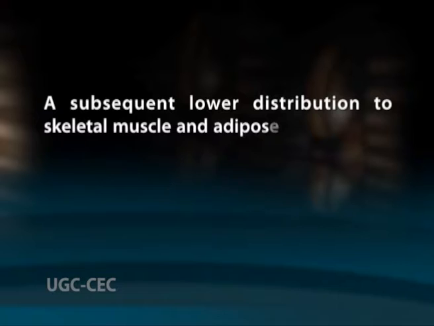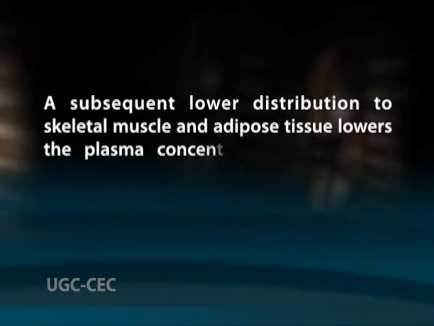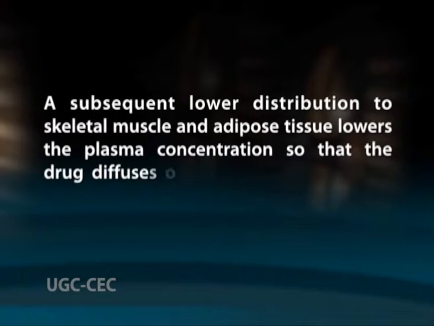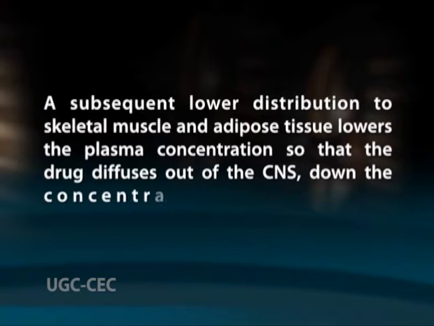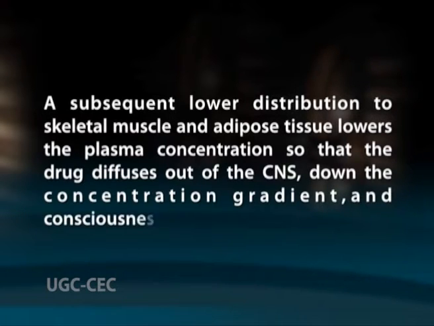High blood flow together with high lipophilicity of propofol permits the rapid distribution into the central nervous system and produces anesthesia. A subsequent lower distribution to skeletal muscle and adipose tissue lowers the plasma concentration, so that the drug diffuses out of the central nervous system down the concentration gradient and consciousness is regained.